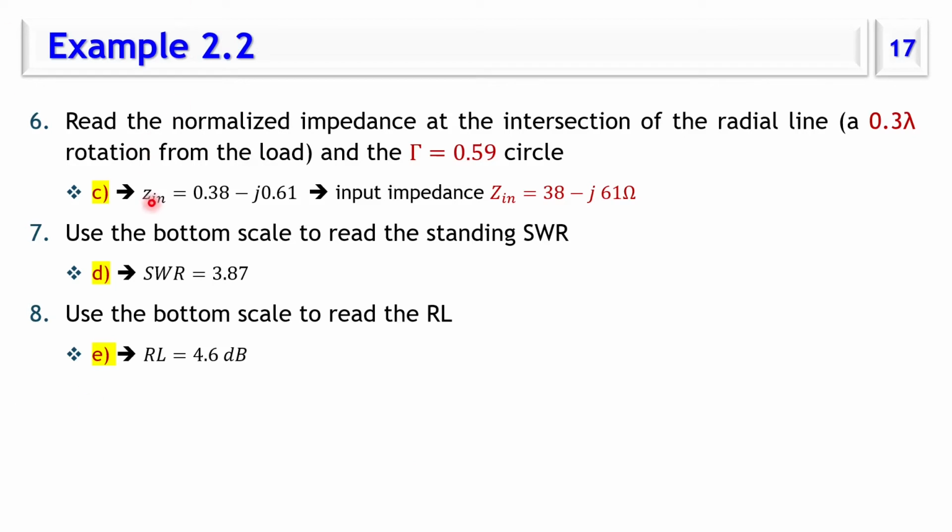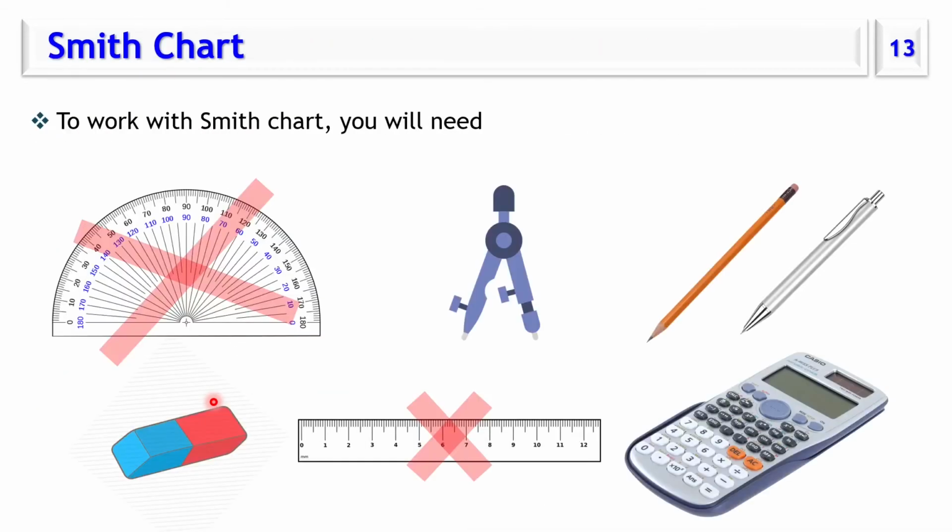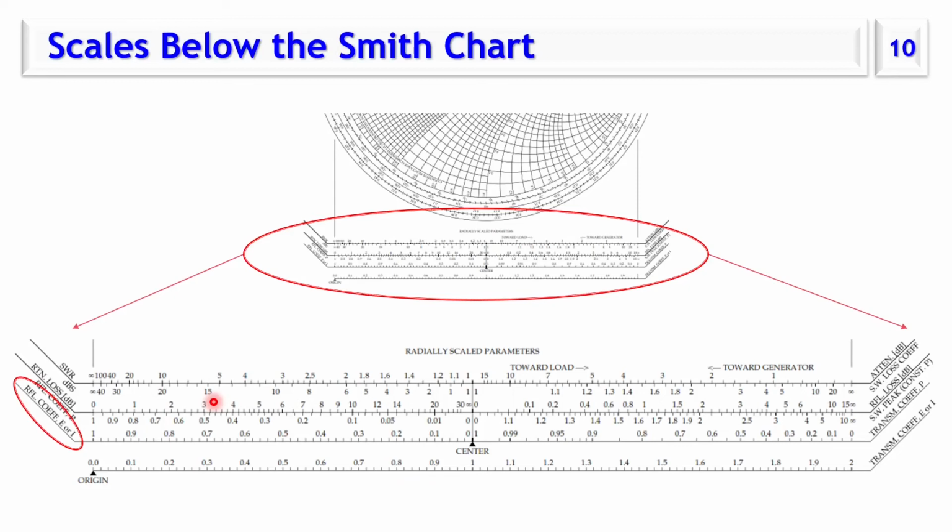So we can calculate the input impedance. Now this is a normalized value. We multiply by 100, and we'll get the absolute value. We can read the standing wave ratio from the scale. We can also read, from the bottom scale, the return loss in terms of dB. So we have the reflection coefficient, the return loss, and the standing wave ratio. All of them can be read from here.